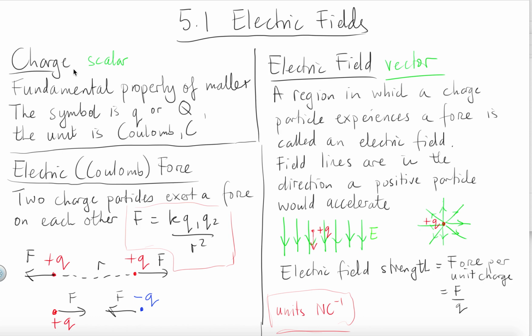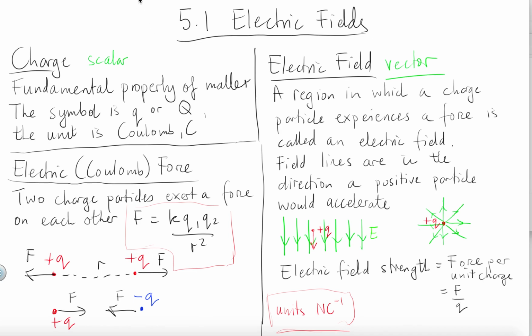So the first one is the concept of charge, which is a fundamental property of matter, whose symbol is Q or big Q, and the unit is the coulomb. And one important amount of charge you might need to know is the fundamental charge on the electron, which is 1.6 times 10 to the minus 19 coulombs, which you're given in the data booklet, but it's good to know off the top of your head.